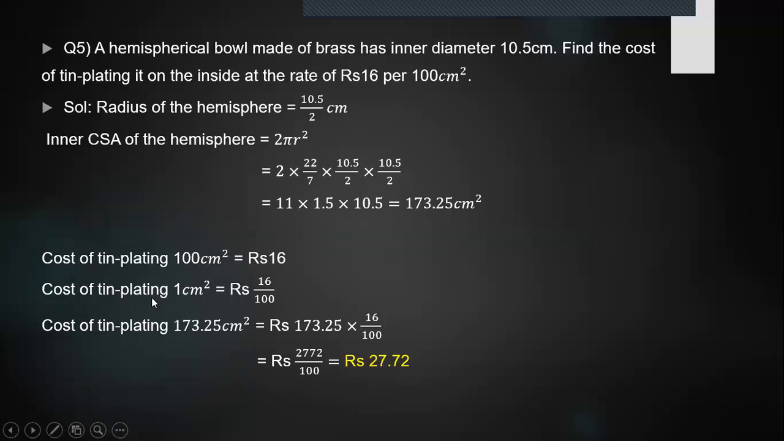So what is the cost of tin plating 1 centimeter square? That's going to be rupees 16 by 100. So the cost of tin plating 173.25 centimeters square is going to be rupees 173.25 into 16 by 100.